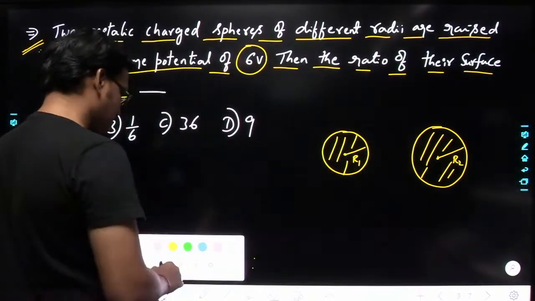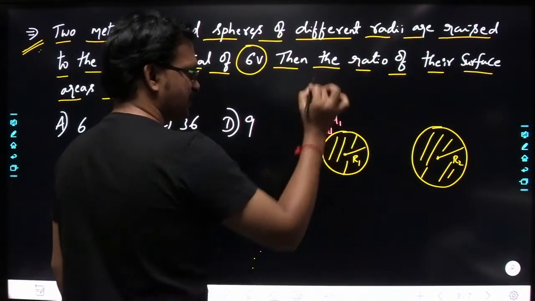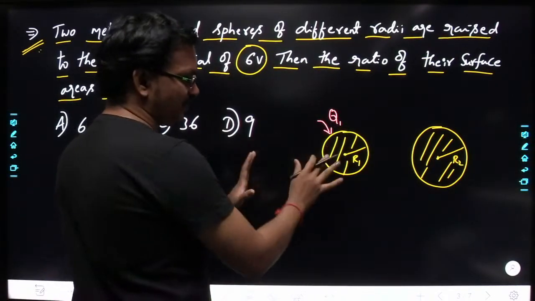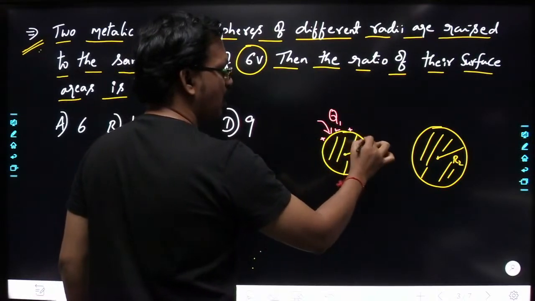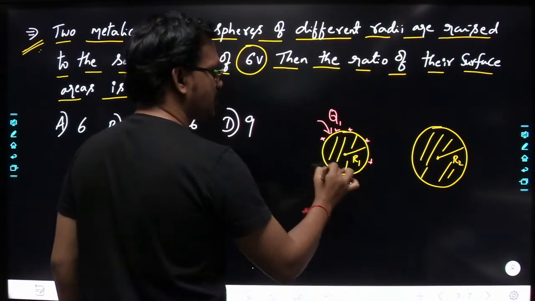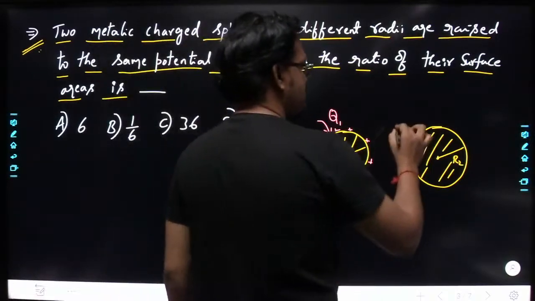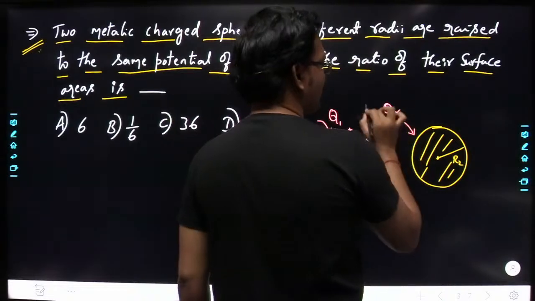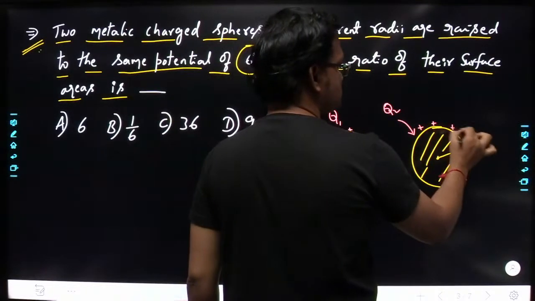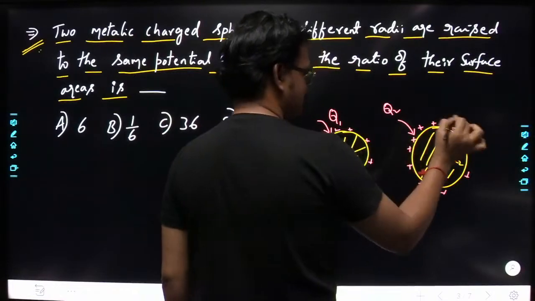Let us assume the charge on this sphere is Q1. Whenever you supply a charge, where will it go and reside? It will go and reside only on the outer surface of the conducting material. This is what you have to understand always. And let us assume here you have supplied a charge of Q2. Whatever charge you have supplied is going to distribute on the surface of the sphere, like this.